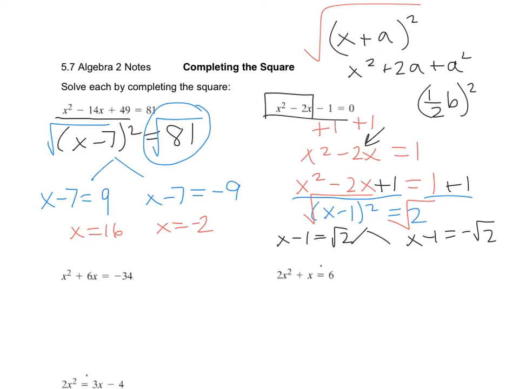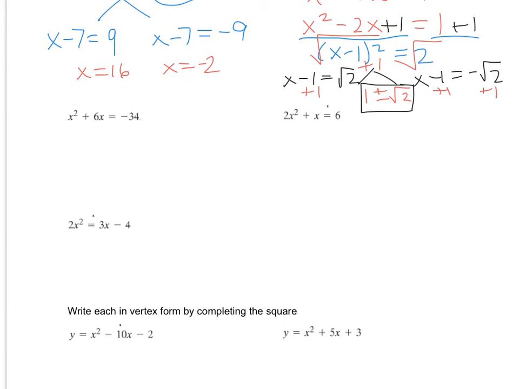Make sure the negative is on the outside. So now I'm going to add 1. So the answer is going to be 1 plus or minus root 2. I have two answers. I just put my answers together, because it's going to be 1 plus root 2 and 1 minus root 2. So I wrote it as 1 plus or minus root 2.